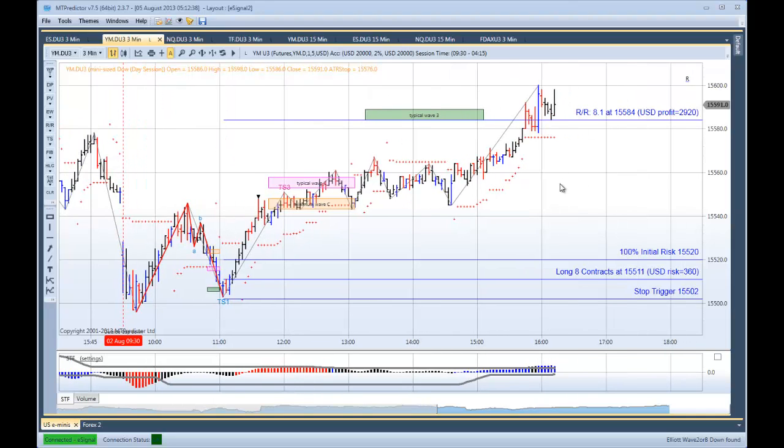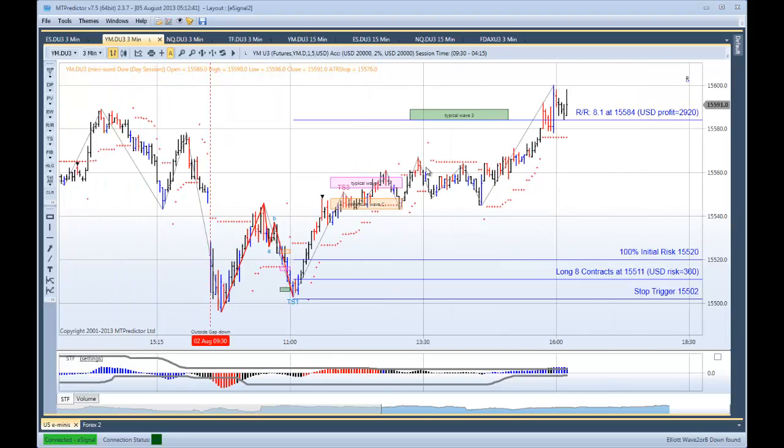And as you can see, that's exactly what the YM did, with the market rallying up here later in the day to catch that wave 3 WPT really quite nicely indeed.